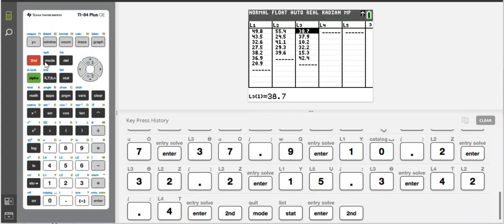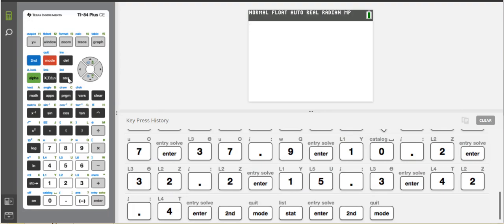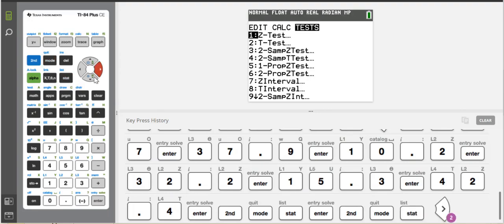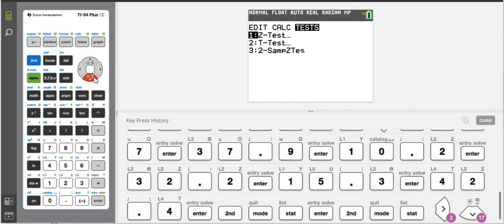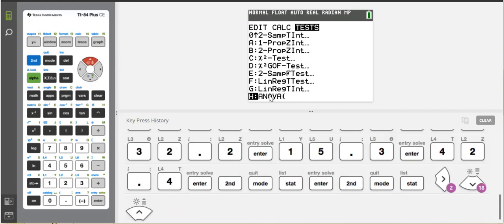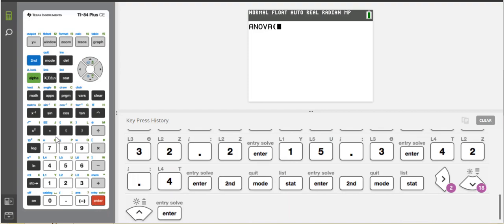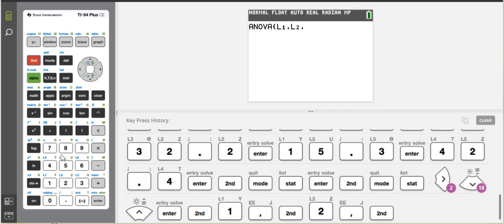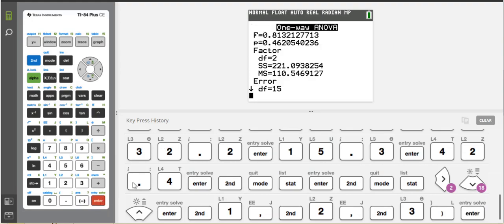Then in my calculator, I do second quit to go back to the home screen, and I do stats over to test, and at the very bottom of my list, I should have ANOVA. It's the very last thing on the list. If I go too far, I get to the top of the list, so it's sometimes easier to push up one and I get to the bottom of the list. That's the one I want, ANOVA. Then I do second L1, comma, second L2, comma, second L3, and put a parenthesis at the end. So I have ANOVA, list 1, comma, list 2, comma, list 3. Then I hit enter.